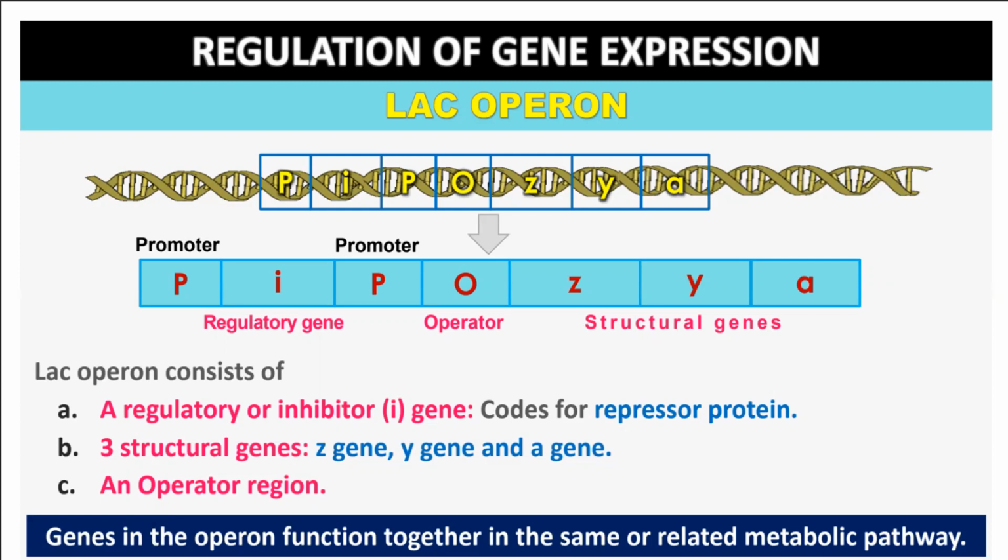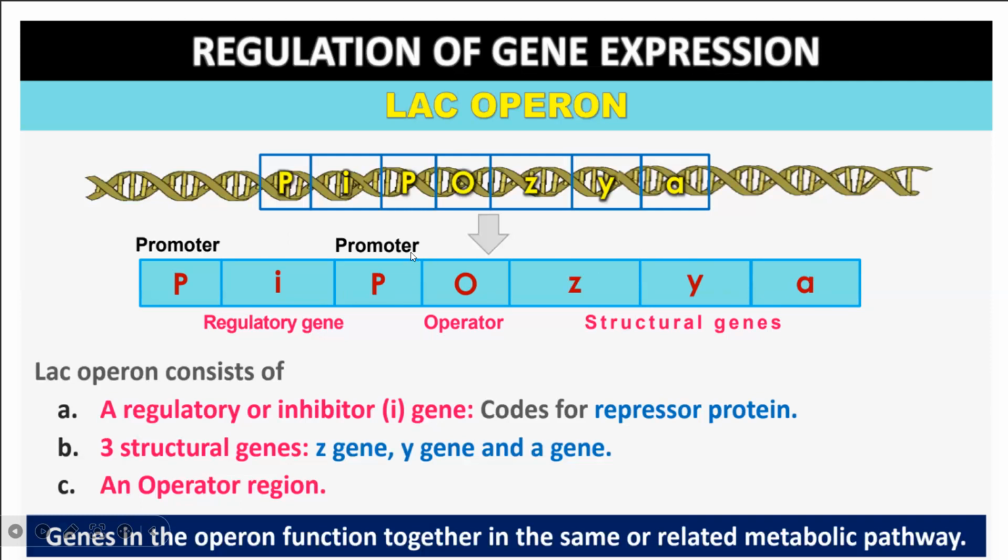P for promoter, I for inhibitor, and that is the regulatory gene. This regulatory gene will regulate the working of these genes. It will either inhibit these genes or activate these genes. So we have one promoter, one regulatory gene, then we have promoter, operator, Z, Y, A genes.